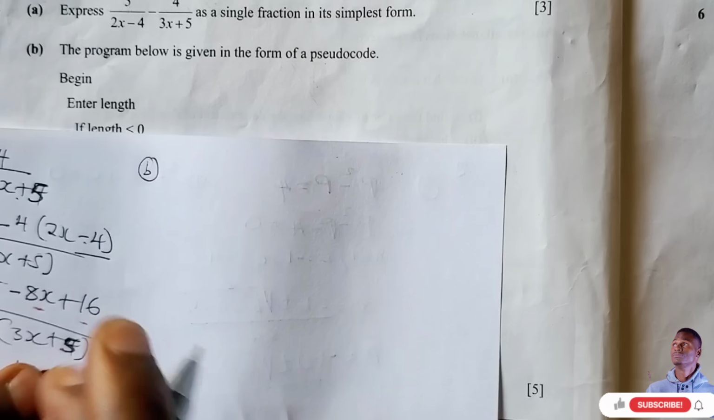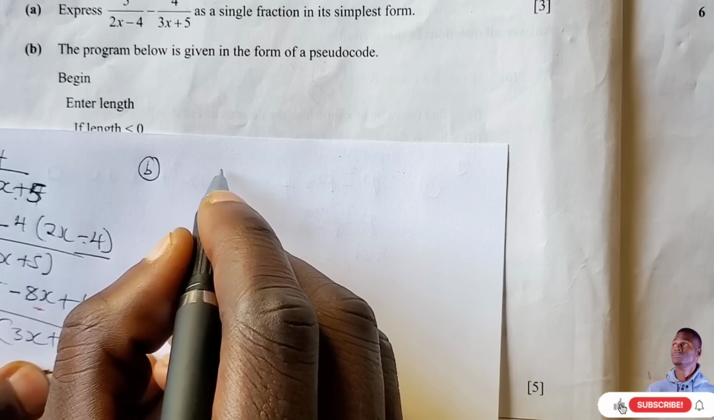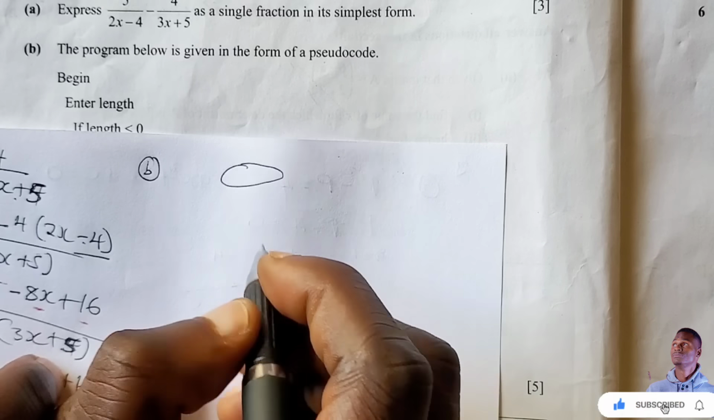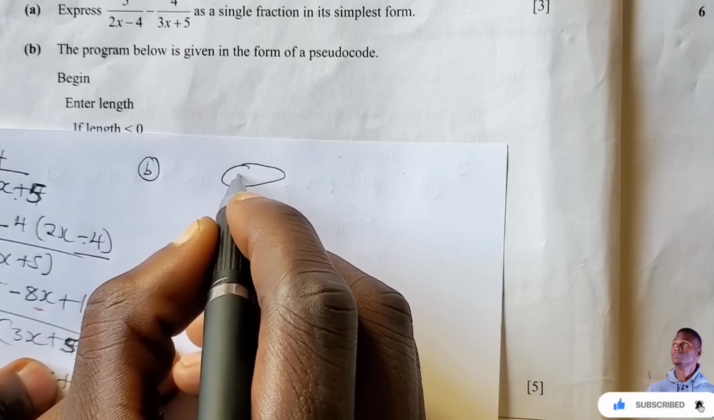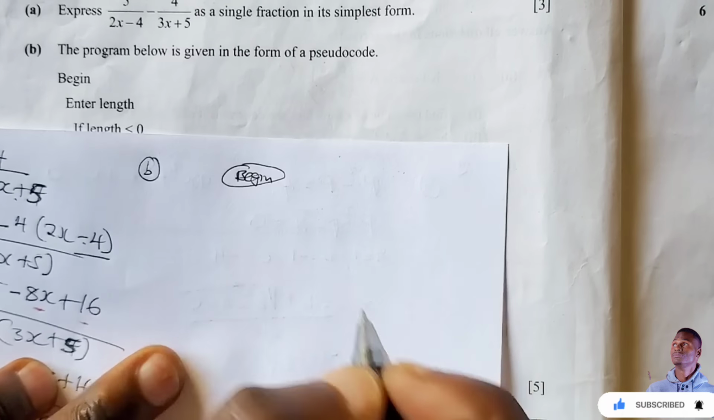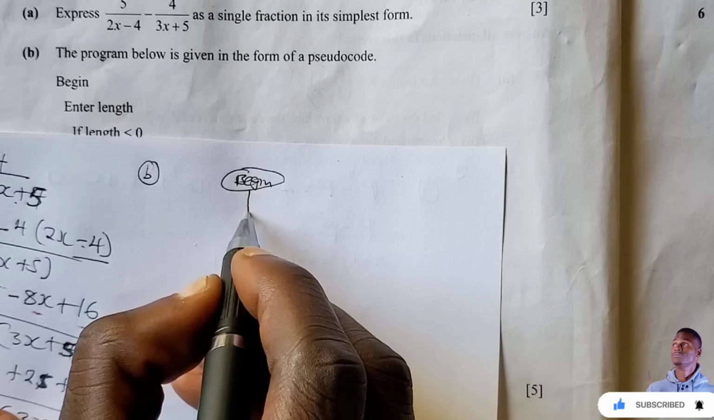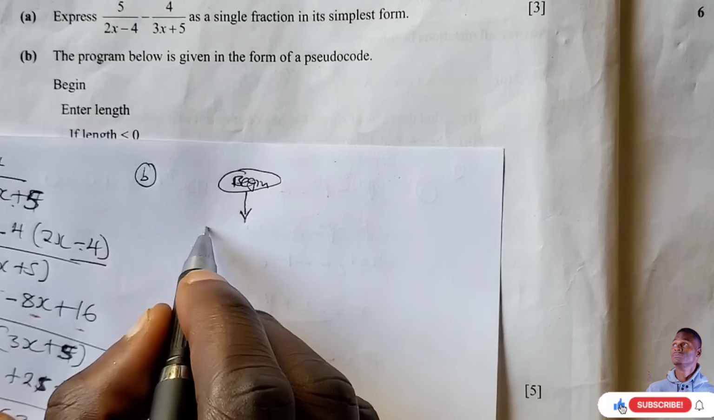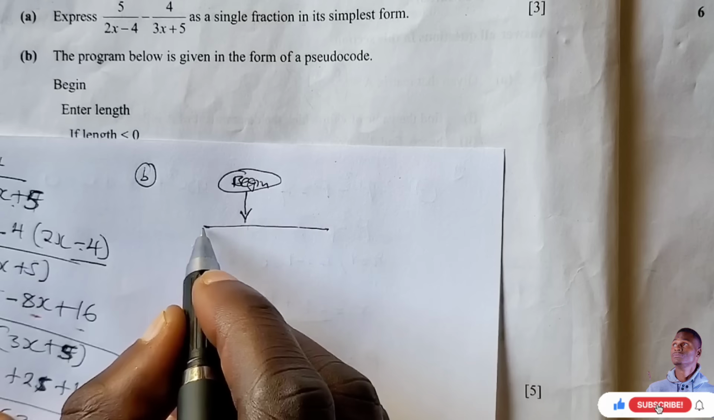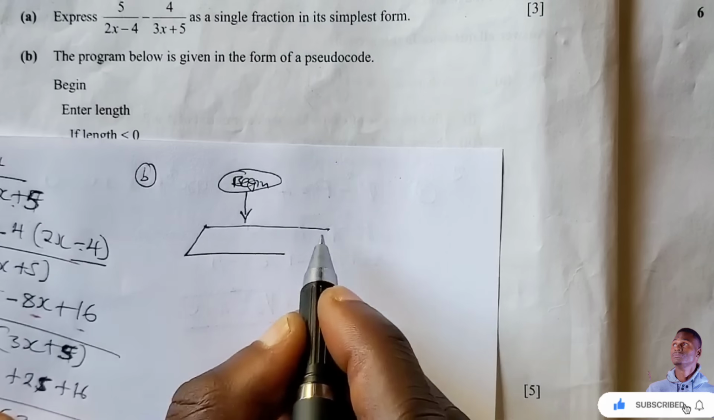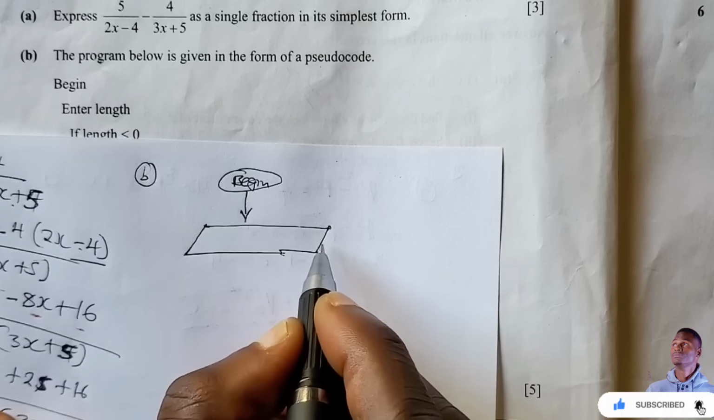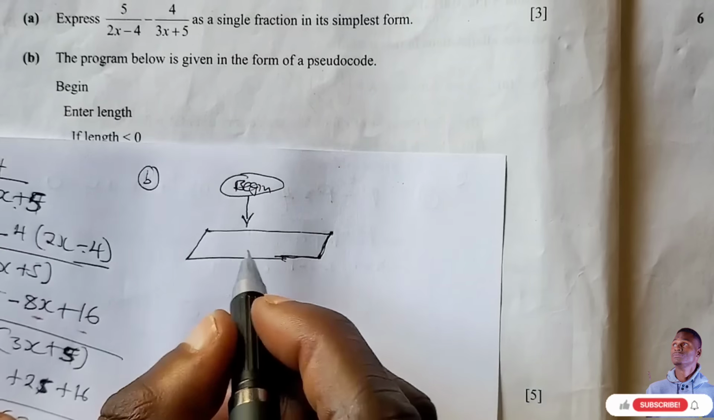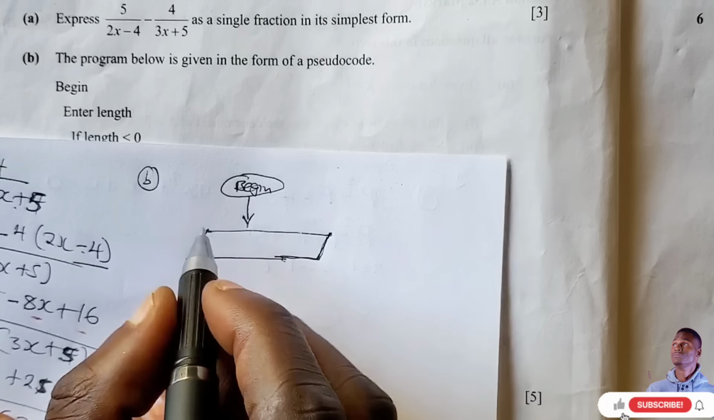flow chart. So begin, the symbol for begin is an oval, or start like this. Begin, and you're going to write it inside. Yes, begin. Then this will lead to the next procedure. Enter. Enter is a parallelogram. Parallelogram is like this. Okay, it's not a rectangle. It's a parallelogram. So here you're going to write enter length.